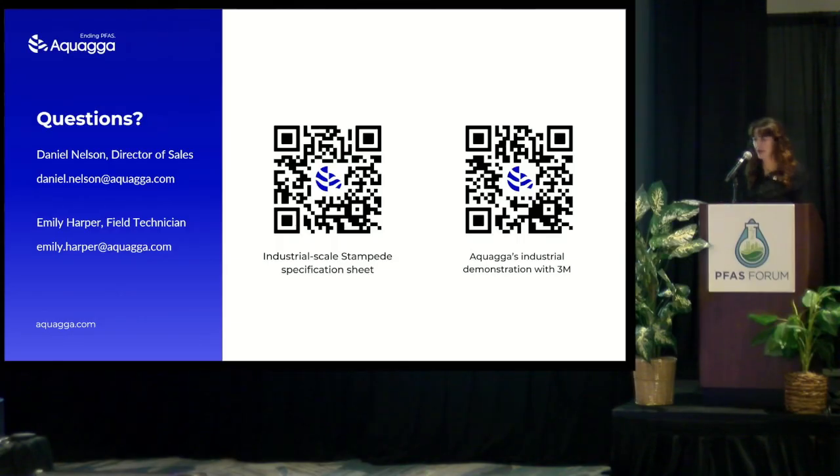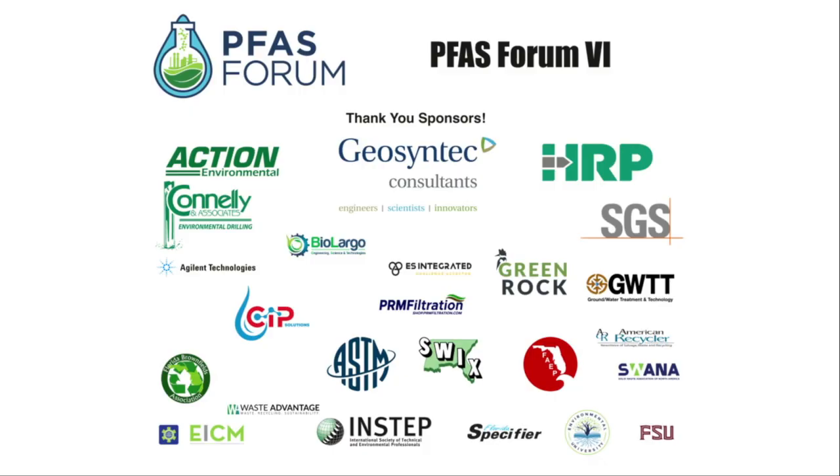And then here we have the end of our presentation, a couple of QR codes. The 3M demonstration that Dan referenced earlier is this one right here on the right, and then also a specification sheet for that stampede that Dan referenced as well. I'll let you guys go ahead and take a picture. Okay, I think that's it. Thank you so much.